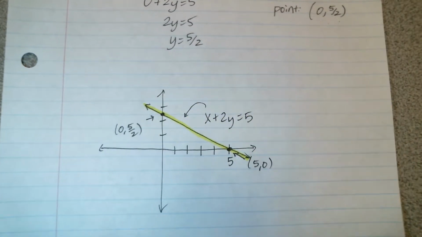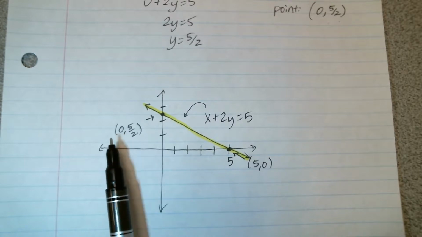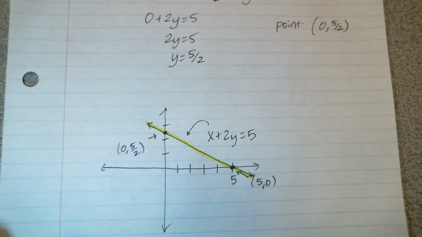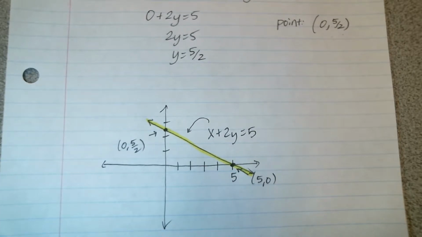Okay, so like I said, you could find any 2 points on this graph. I just think that the intercepts are so easy to find because when you substitute in 0, it eliminates a term very nicely for you. Okay, so we have 2 other forms that we're going to look at.